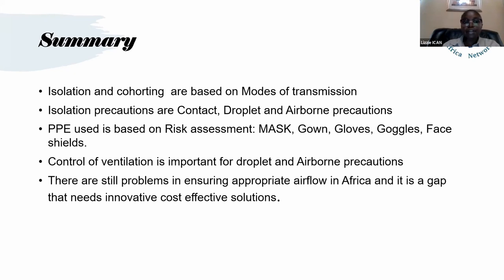So in summary, we are saying that the isolation and cohorting are based on the modes of transmission, and the isolation precautions that we briefly touched on are the contact, the droplet, and the airborne precautions. And we also said that PPE used should be based on risk assessment. That is when you put on your mask, gowns, gloves, and all the other forms of PPE, you should have carried out the point of care risk assessment.